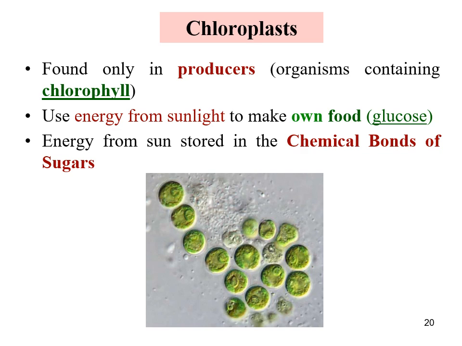Now, let's talk about chloroplasts, which are found only in producers, organisms containing chlorophyll. These organelles use energy from sunlight to make their own food, glucose, through photosynthesis. The energy from the sun is stored in the chemical bonds of sugars produced during this process.